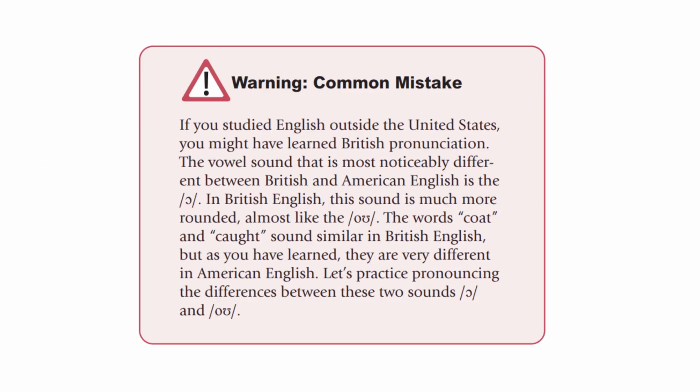Warning, common mistake. If you studied English outside of the United States, you might have learned British pronunciation. The vowel sound that is most noticeably different between British and American English is the ah. In British English, this sound is much more rounded, almost like the O. The words coat and caught sound similar in British English, but as you have learned, they're very different in American English. Let's practice pronouncing the differences between the two sounds, ah and O.